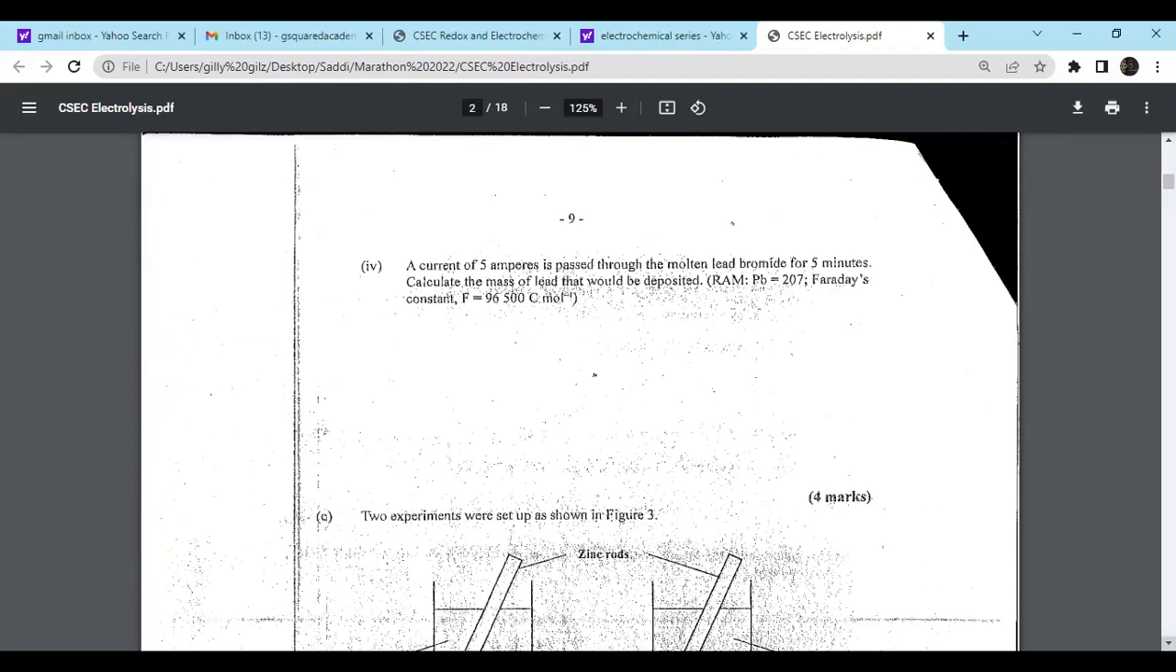It says a current of 5 amperes is passed through the molten lead bromide for 5 minutes. Calculate the mass of lead that would be deposited. RAM of lead is that. Faraday's constant is 96,500 coulombs. So the first thing you need to do here is calculate Q equals IT. So Q is equal to IT, and the current was 5 amperes.